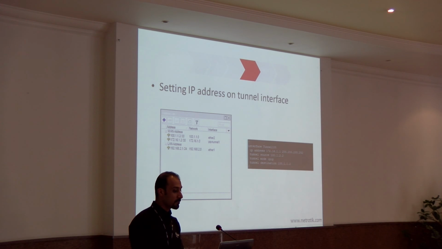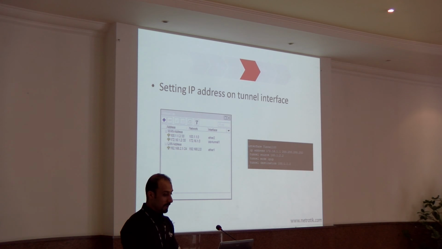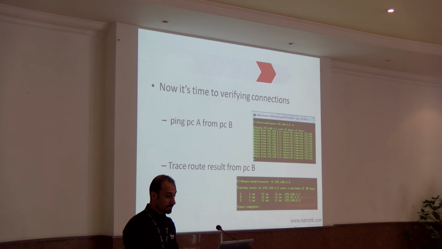After that, we need to set an IP address on the other side of the tunnel on the MikroTik RouterOS. Here we have 172.16.1.2/30, as you can see in my slide.